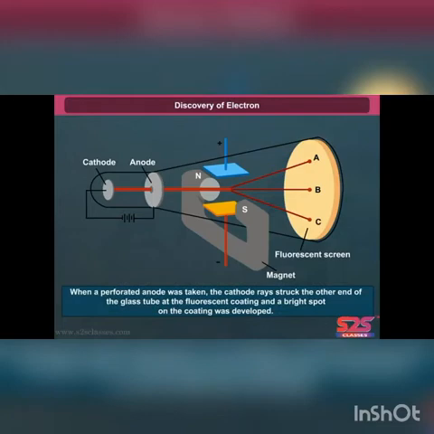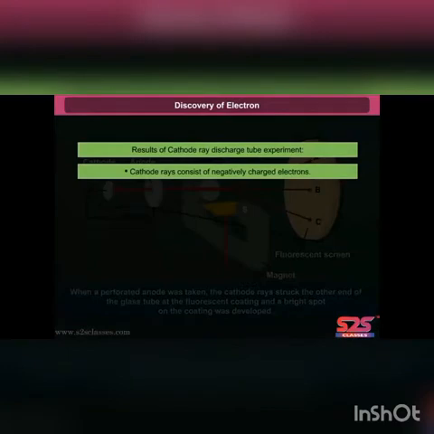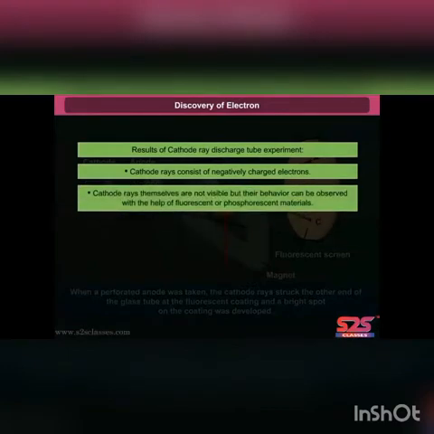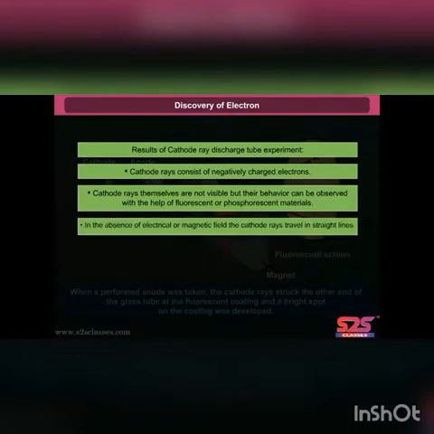When a perforated anode was taken, the cathode ray struck the other end of the glass tube at the fluorescent coating and a bright spot on the coating was developed. The results of this experiment are briefed as: cathode rays consist of negatively charged electrons. Cathode rays themselves are not visible, but their behavior can be observed with the help of fluorescent and phosphorescent materials. In the absence of electrical or magnetic field, the cathode rays travel in straight lines.